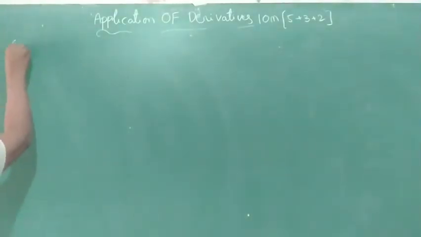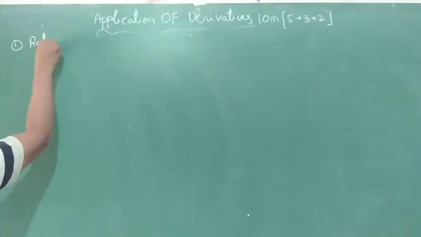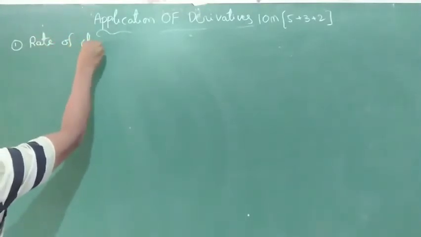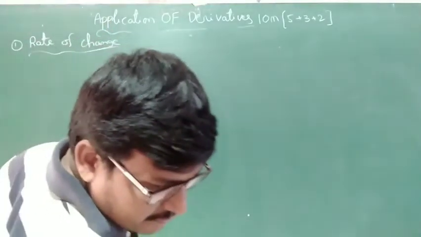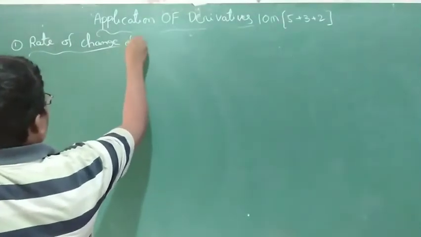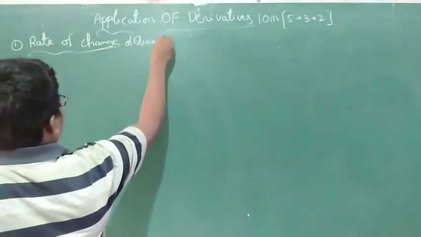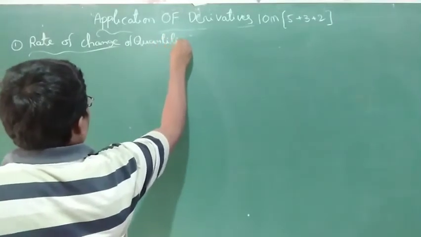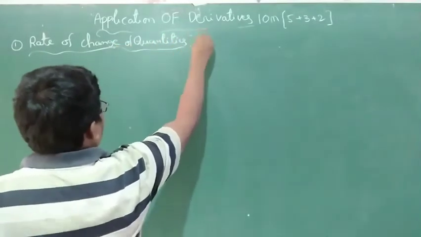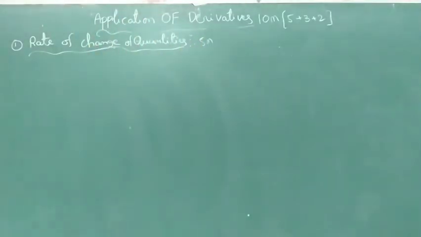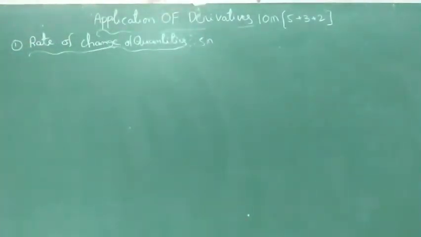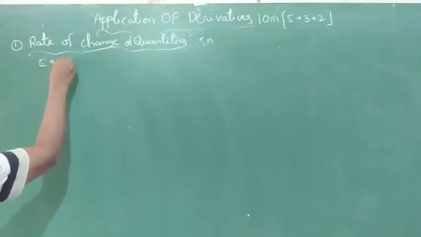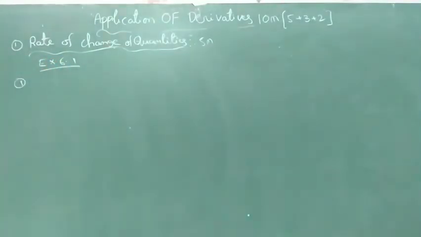The first topic is rate of change. Rate of change of quantities. This one, 5 marks. So go to exercise 6.1. Exercise 6.1. The first problem is from the textbook, very important.